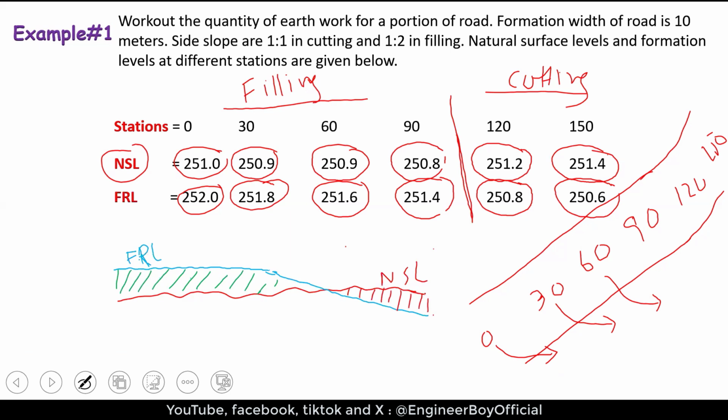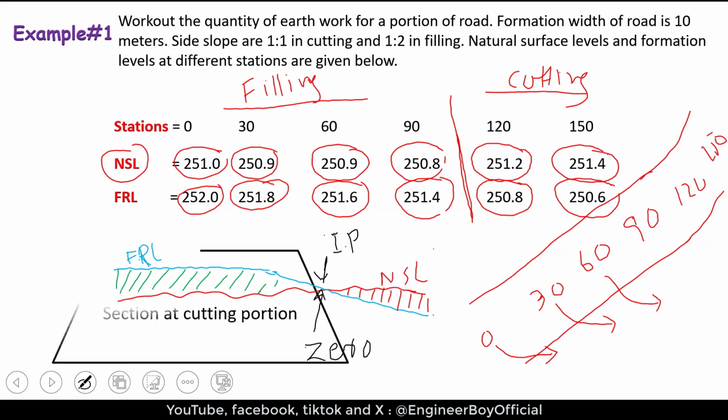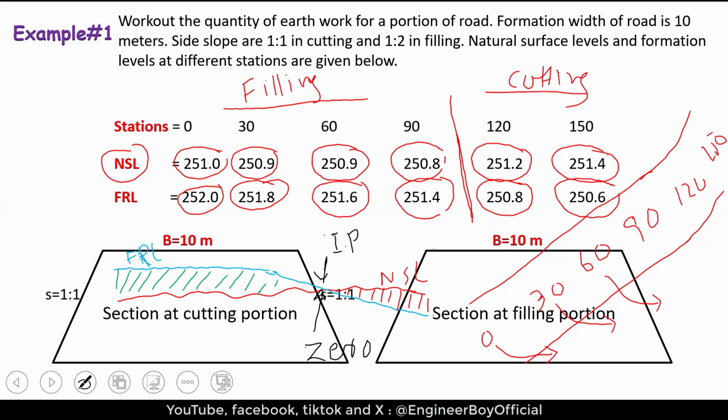Very simple and straightforward. But here is a point where we don't have cutting and filling as well. Their cutting and filling both are 0. This point is known as the intermediate point, IP. Intermediate point is a point where we don't see any cutting and filling, or you can say the FRL is crossing NSL, or NSL is crossing FRL. So here, the things are a little bit different. Let's move ahead to the calculation.